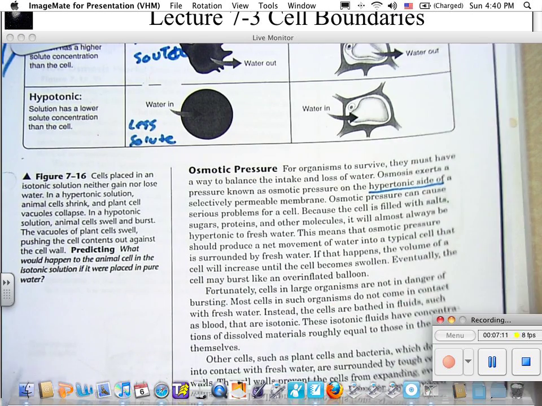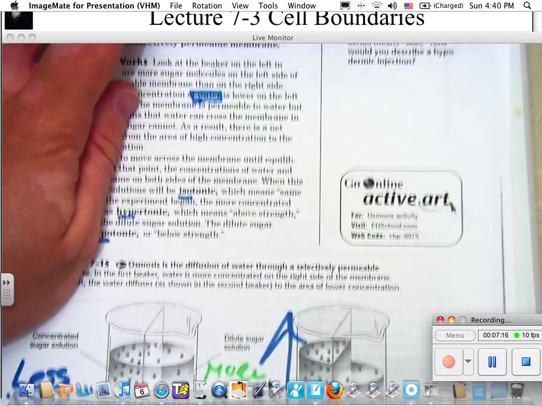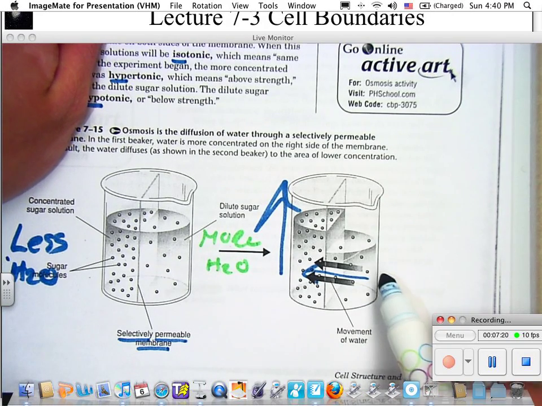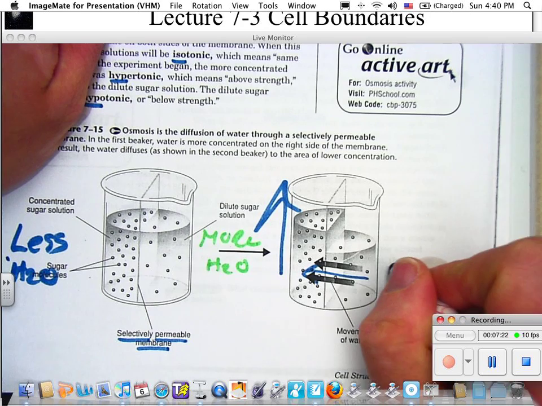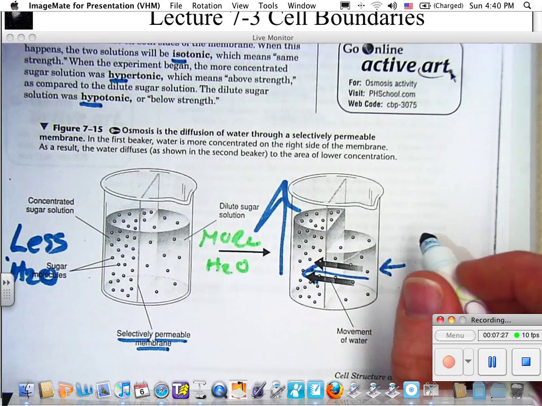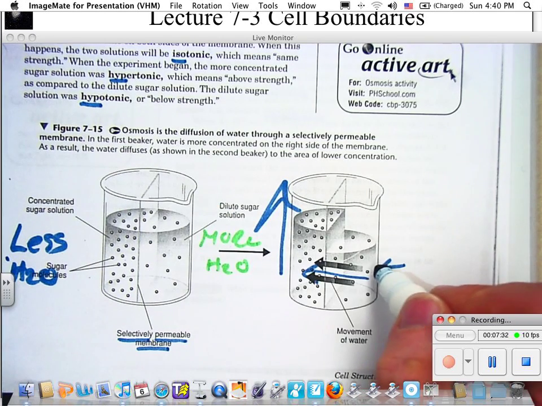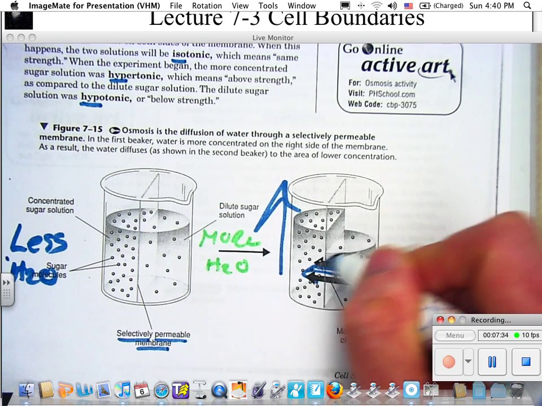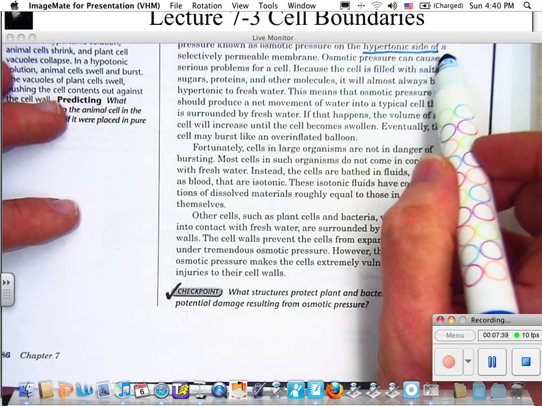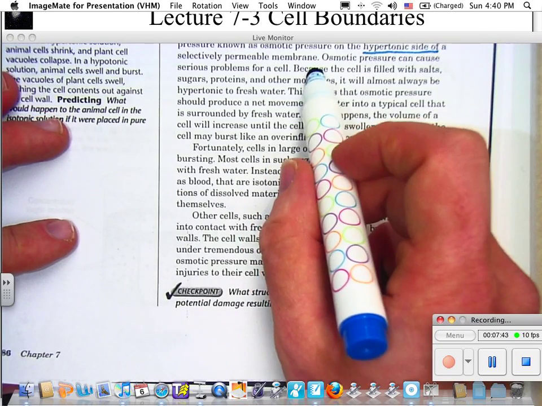Wait, let's go back. Remember our picture right here? In this case, which side here is the hypotonic side? Well, hopefully you will say that this side, hypotonic means below strength. Yeah, this side is the hypotonic side. So the osmotic pressure pushes this way. It is pushing that way. Okay, hypertonic side. So it pushes towards the hypertonic side of a selectively permeable membrane.